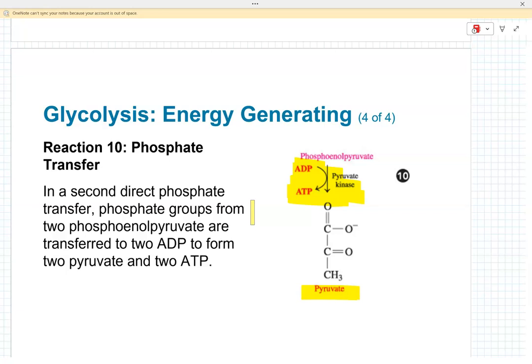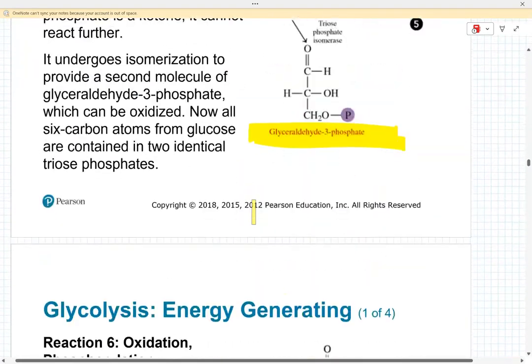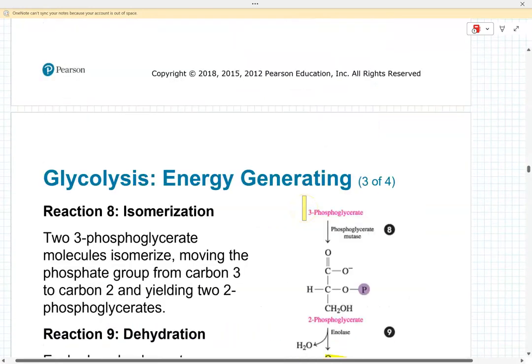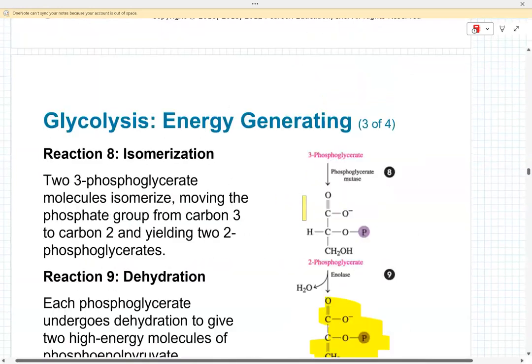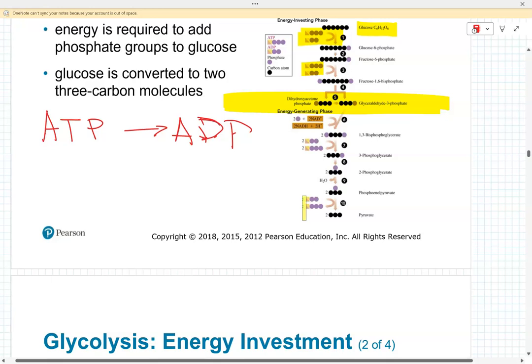So I want to review this energy generating phase again, focusing on the number of carbons. How many carbons do you have in glyceraldehyde 3-phosphate? 3. How many carbons do you have in the pyruvate? 3. Did we lose any carbons? We didn't. One more question. I'm going to scroll all the way back up here.